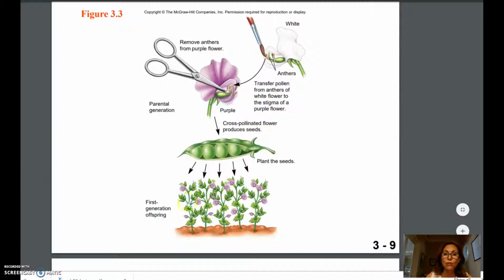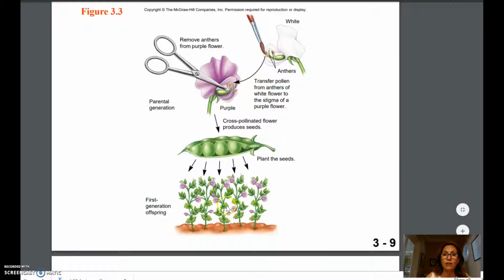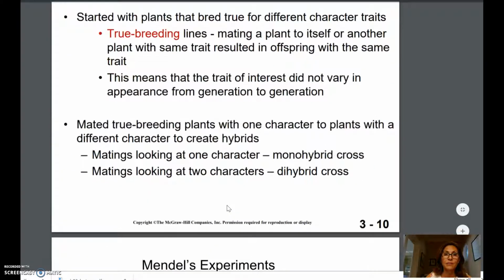And then once you grow the plants in the next growing season, this is what we're going to call the first generation offspring. So the parental generation, or the P generation, would be the purple and the white. And then F1, or the first filial generation, are the kids, the offspring of the purple and white blending.